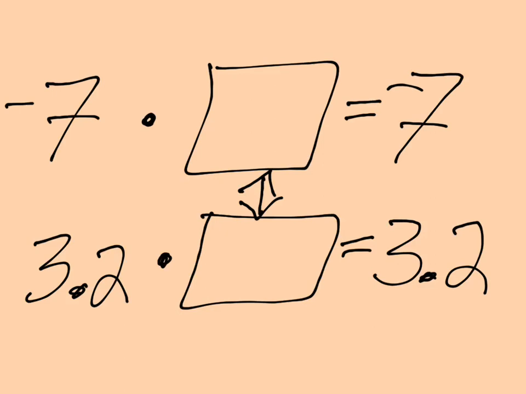What number can I multiply by that does not change the value? That's right, you probably figured out that it's the number 1. So the number 1 is the multiplicative identity.